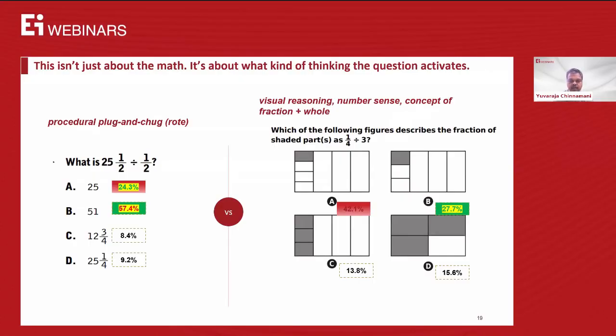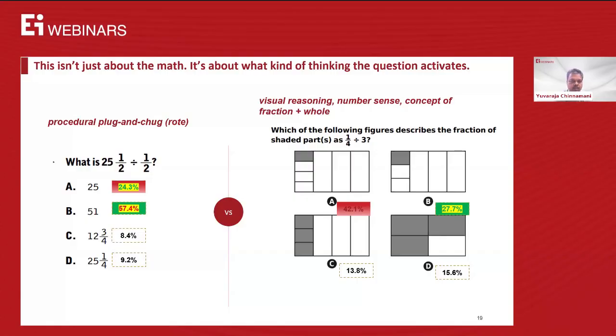These two questions perfectly illustrate what we mean when we say that assessment isn't just about math. It's about what kind of thinking the question activates. Look at the two fraction problems that appear to test the same mathematical operation, division of fractions. The question on the left asks, what is 1 by 2 divided by 1 by 2?